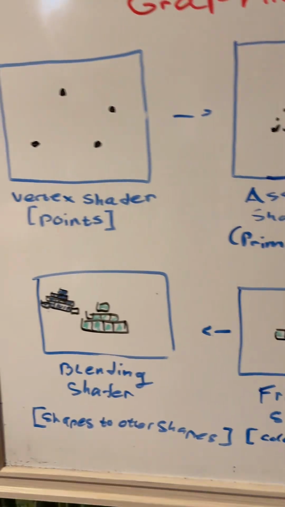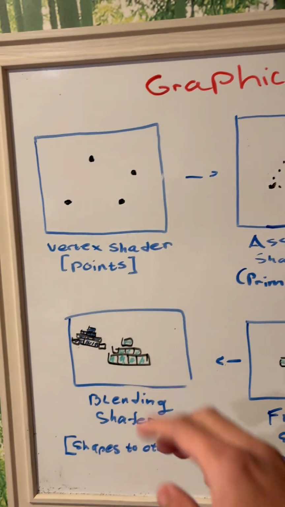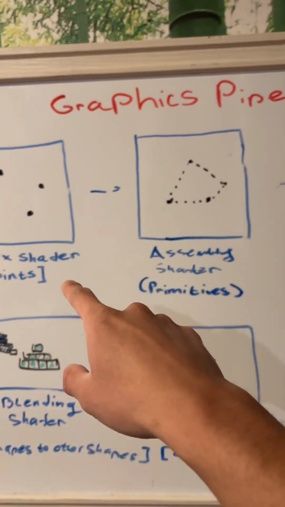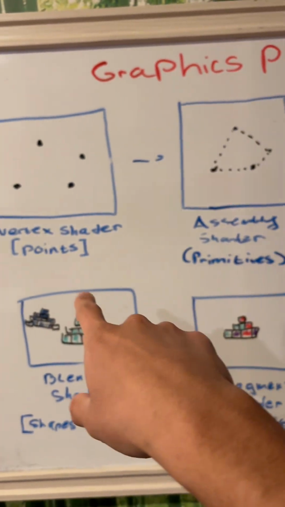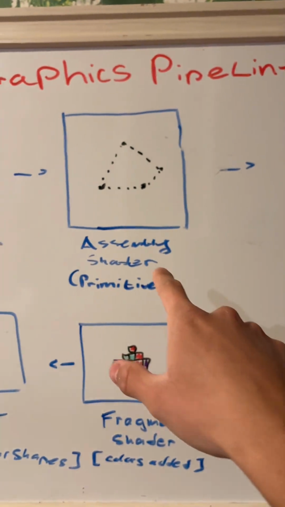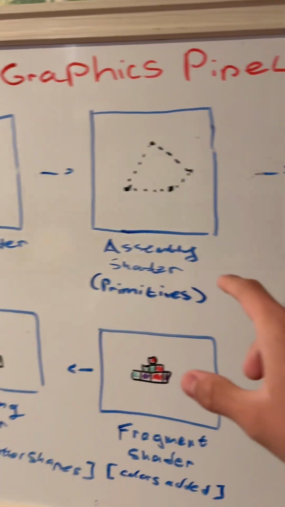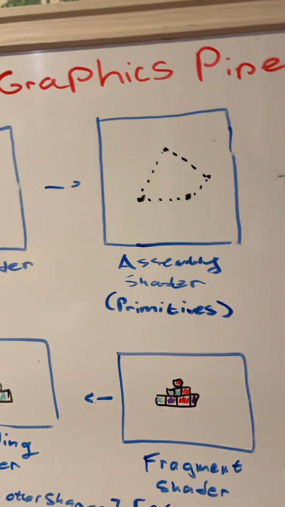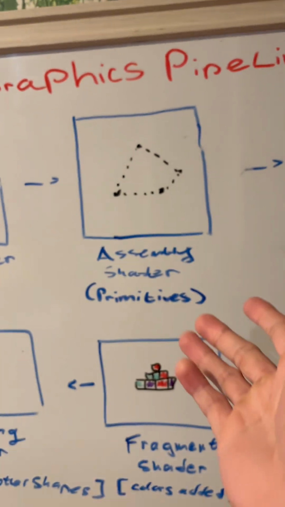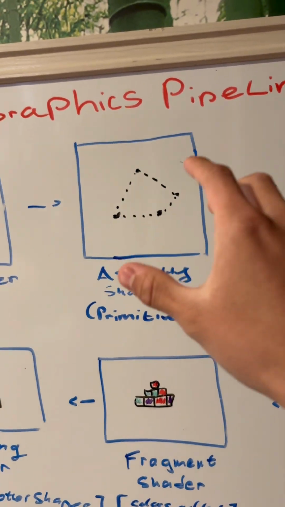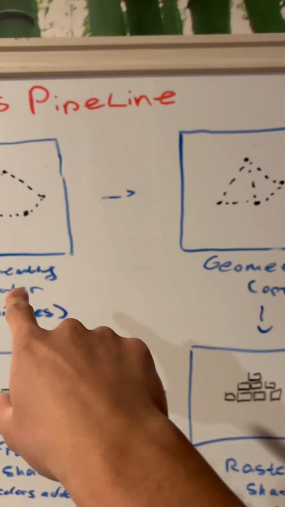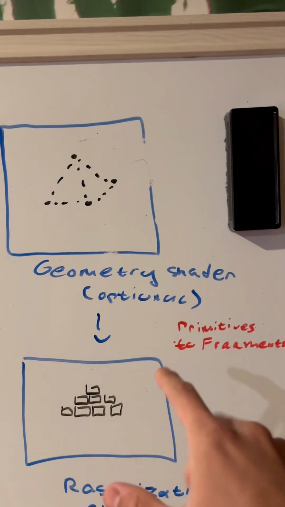So first off, we start with the vertex shader. In the vertex shader, you basically provide the vertices, and then it's going to send these vertices over to the assembly shader. Inside of the assembly shader, it's going to be mapping these points into something called a primitive. So say, for instance, you want to make a triangle. This is where it's going to say, hey, let's make a triangle, and it's going to save those points. Once it saves those points, it's going to send it over to the geometry shader.